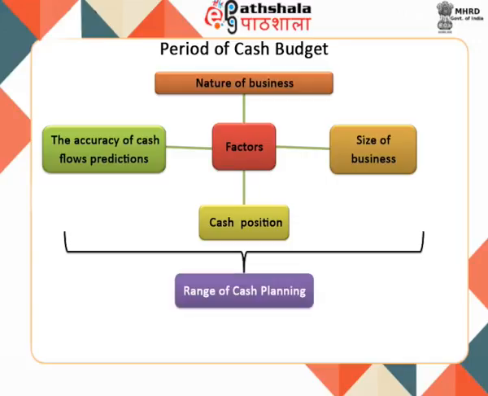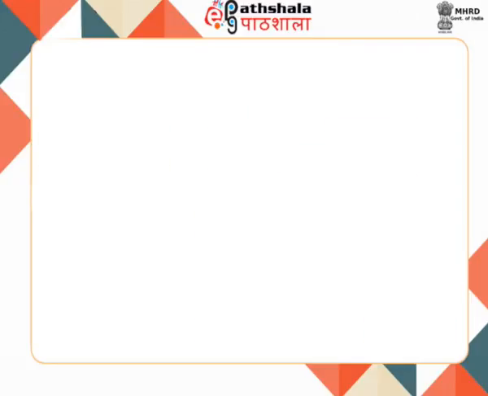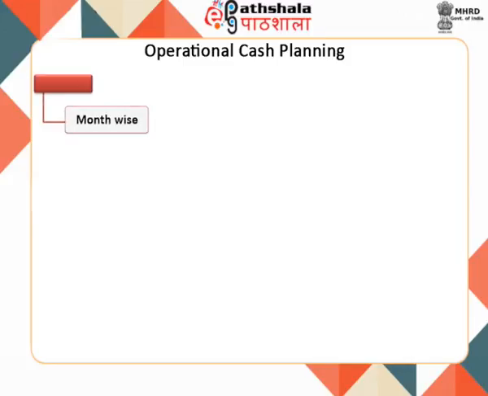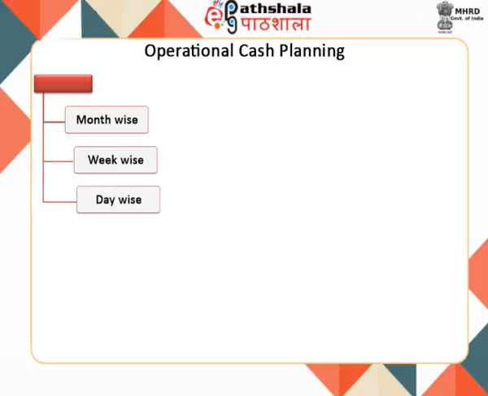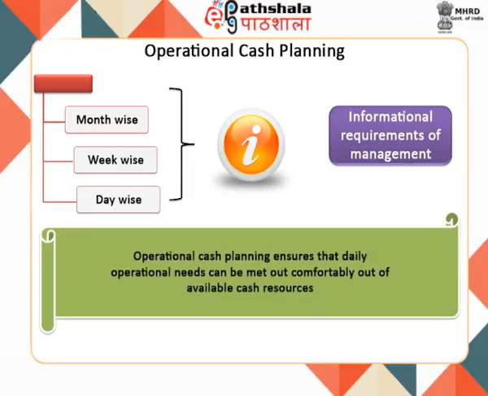Accordingly, the range of cash planning could be: 1. Operational cash planning, 2. Short range cash planning, 3. Long range cash planning. Operational cash planning: cash budget could be prepared month-wise, week-wise, or day-wise, depending upon the informational requirements of management and for having dynamic control over the cash balance. Operational cash planning ensures that daily operational needs can be met comfortably out of available cash resources.